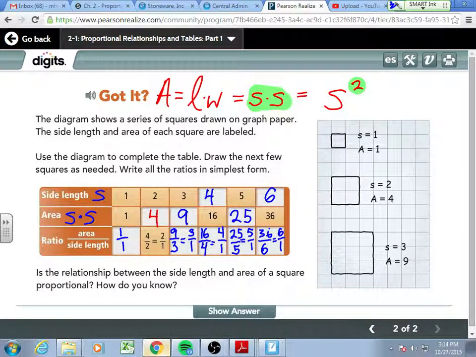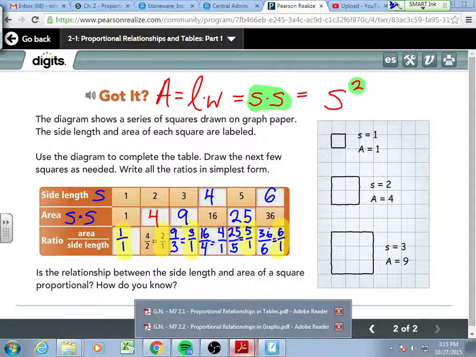So, when we compare these ratios with each other, 1 over 1, 2 over 1, 3 over 1, 4 over 1, 5 over 1 and 6 over 1, are these proportional? No! None of these ratios are the same. Not only that, guys, they could all be the same except for 1, and that would ruin it. But not only is there 1 different here, each ratio is different.